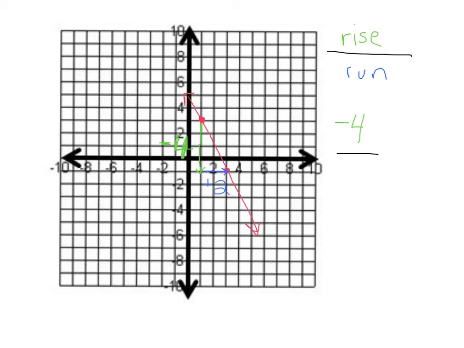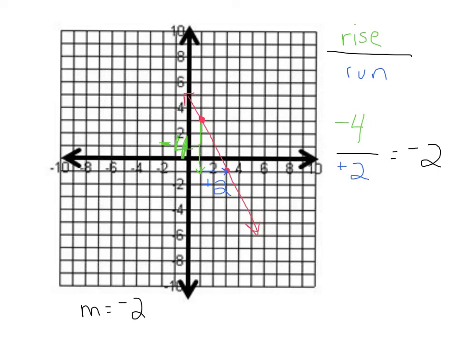Since I'm going to the right, it's going to be positive. Well, negative 4 over positive 2 simplifies to give me negative 2. So I'm going to say my slope is negative 2. Because of the way the signs worked out, that's why it's negative, which matches my understanding that since the line is decreasing, going down from left to right, it's going to be negative.